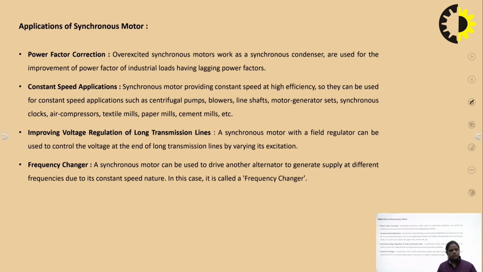They can also be used for improving voltage regulation for long transmission lines. A synchronous motor with a field regulator can be used to control the voltage at the end of long transmission lines by varying its excitation. Then, for the frequency changer, a synchronous motor can be used to drive another alternator to generate supply at different frequencies due to its constant speed nature. In this case, it is called a frequency changer. So, these are the different applications of the synchronous motor.